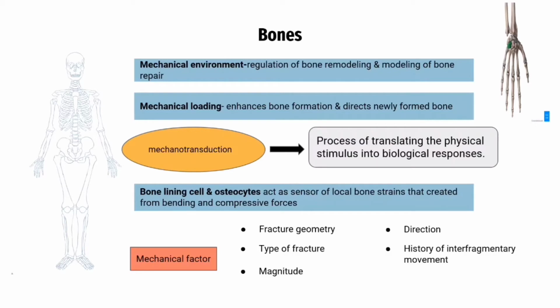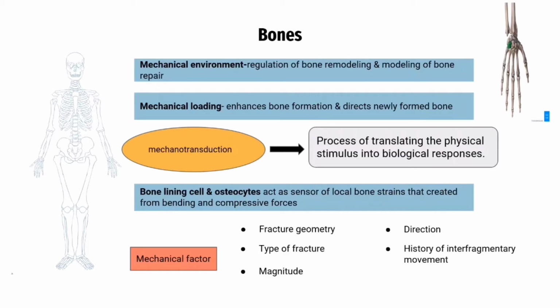In addition, mechanical loading enhances bone formation and directs the newly formed bone along the bone loading directions. In bone repair, the mechanical environment regulates osteogenesis. Bone cells respond directly or indirectly to the local strains and changes in their neighborhoods caused by external loading activity. The process of translating the physical stimuli into the biological response is called mechanotransduction. This process comprises the steps of mechanoreception, biochemical coupling, transmission of signals, and effector cell response.